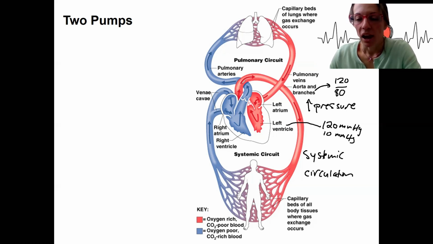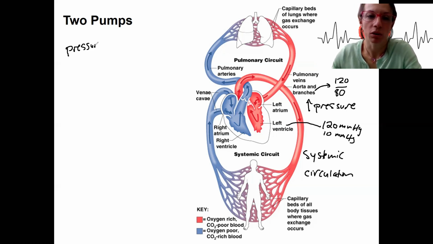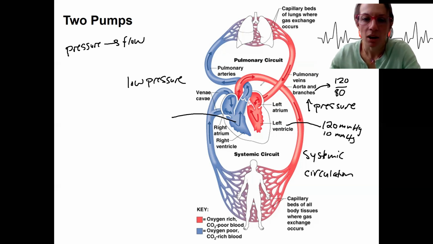High pressure is going to allow blood to flow through the entire circuit. So pressure is going to allow for flow, and we'll come back to that idea when we get back to the vessels. The right atrium and right ventricle do not generate the same pressures. The right ventricle is our low pressure side, our low pressure circuit, because that's pulmonary, and high pressure is systemic.